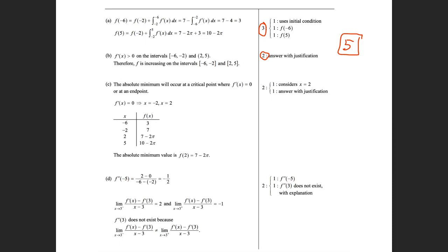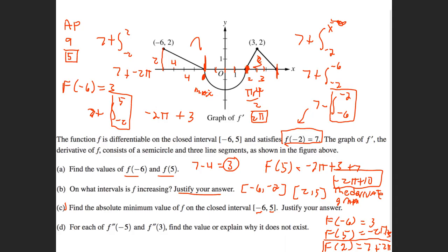And then part C, we considered x equals 2. That was 1 point. Answers with justification. So our answer was 7 minus 2 pi, 2 points. So now I'm up to 7 points. I didn't even do part D in this problem, and I already have 7 points. Now part D, it says for each of f double prime of negative 5 and f double prime of 3, find the value and explain why it does or does not exist.